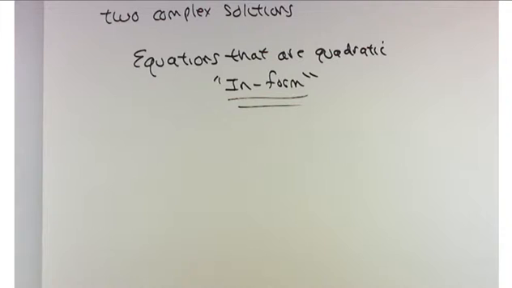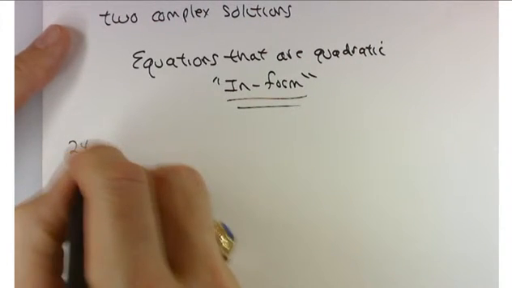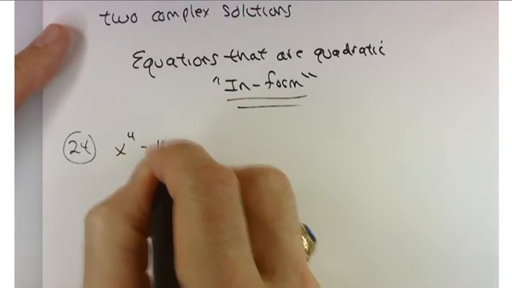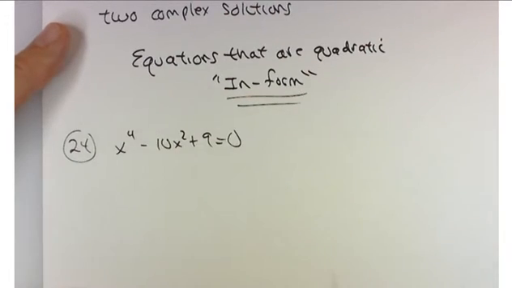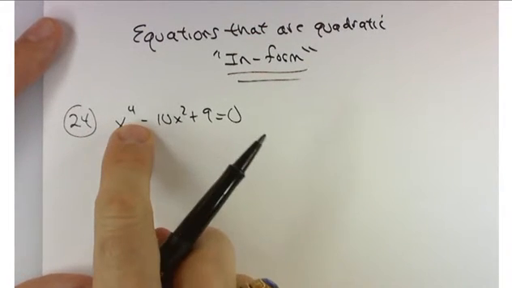So let me put up a few examples of equations that are quadratic in form, and then we'll see if we can figure out what they all have in common. These will be the ones that we're going to do here. We'll start with problem number 24: x to the fourth minus 10x squared plus 9 equals 0. This is not a quadratic equation. It's actually a fourth degree equation, but it's quadratic in form.